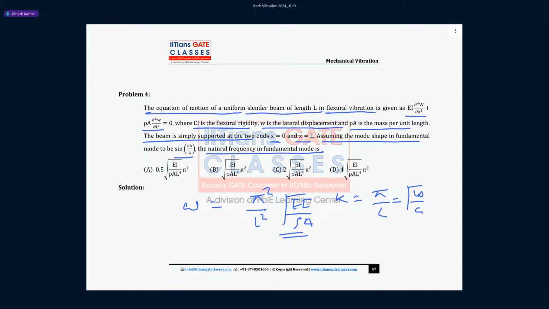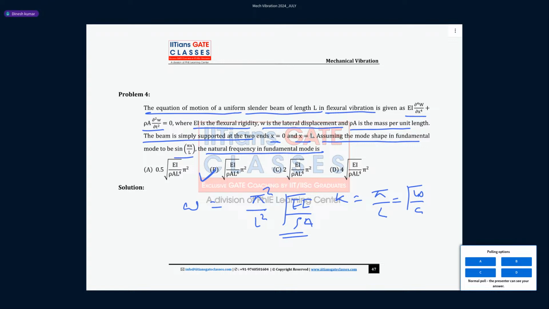What is the answer, guys? Now you can see all the options given and tell me the answer. So B is the answer, right? B is the answer for the simply supported case.